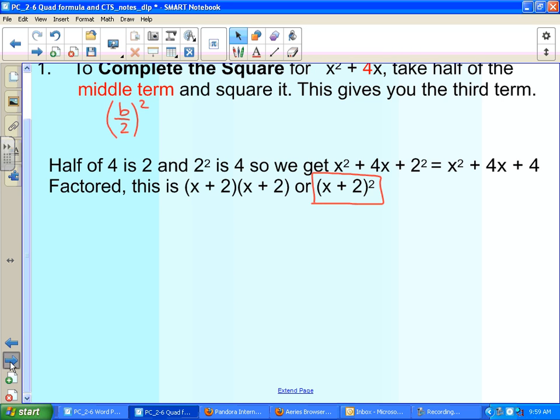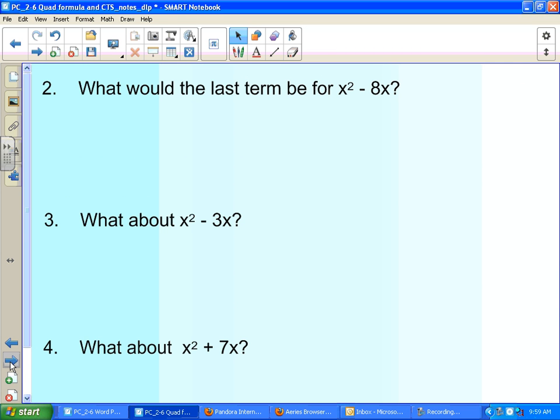So let's try to find the constants that would have to be in play for these three examples. What would I have to do to be able to take these and make them into perfect square trinomials? Let's talk through the first one together, and then we'll do 3 and 4 for you guys. They're a little tricky because they're odd numbers. Uh-oh.